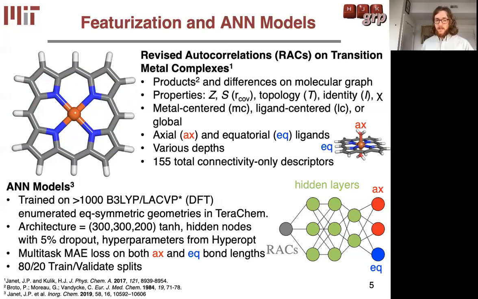So the ANNs themselves have a quite large architecture. They have 3 hidden layers with 300 by 300 by 200 hidden nodes. They have hyperbolic tangent activation and about a 5% dropout rate to improve the generalizability and learning across diverse chemistries. All of these hyperparameters were chosen from HyperOpt. So I'd also note that these are multitask ANNs, so we're training these on both the axial and equatorial bond lengths of these complexes, and we're using about an 80-20 train-validate split.